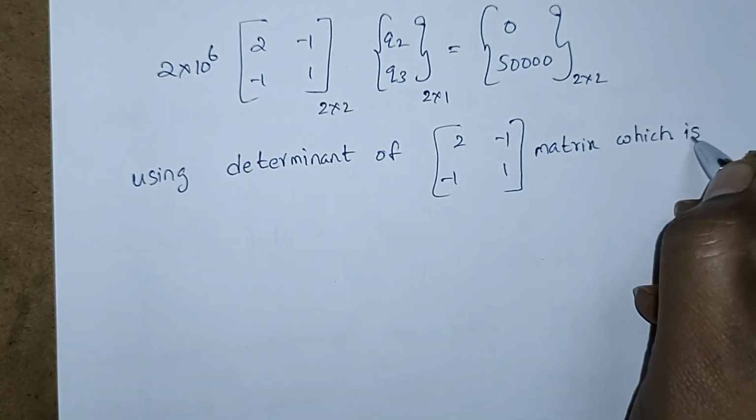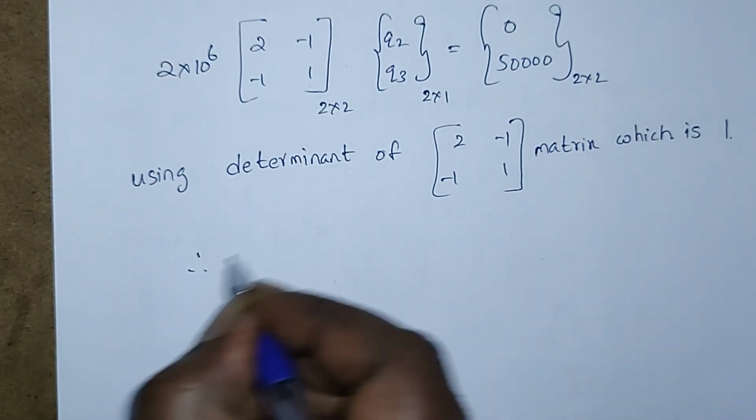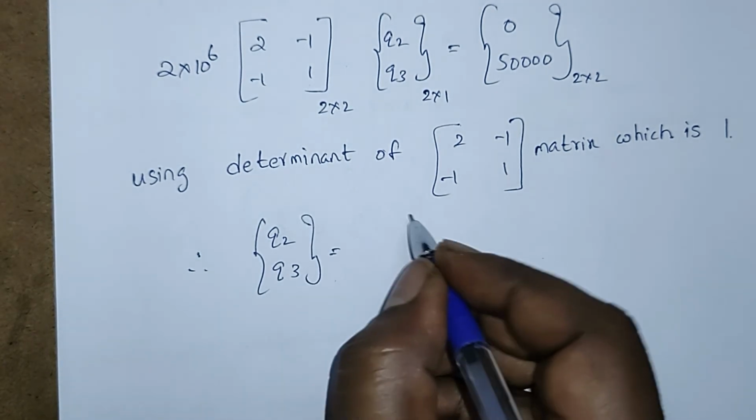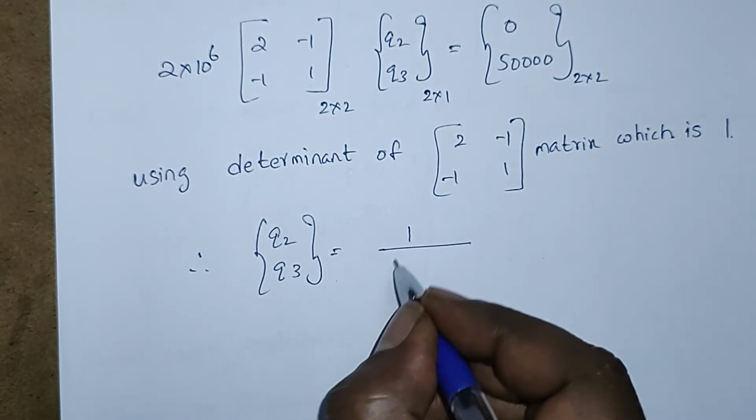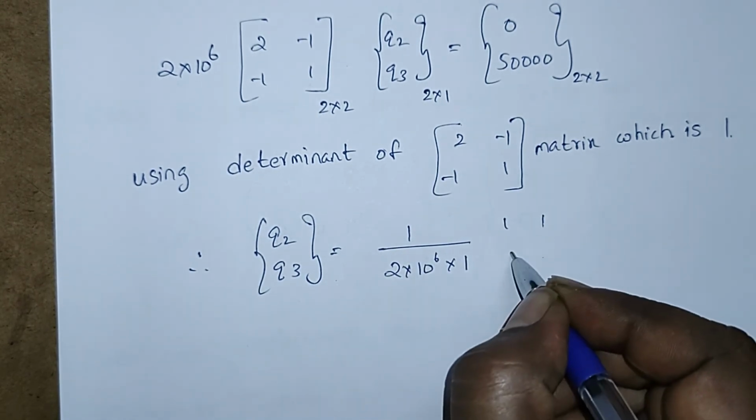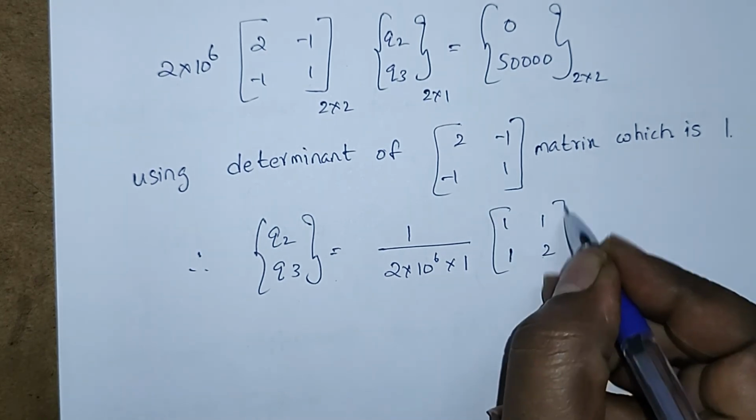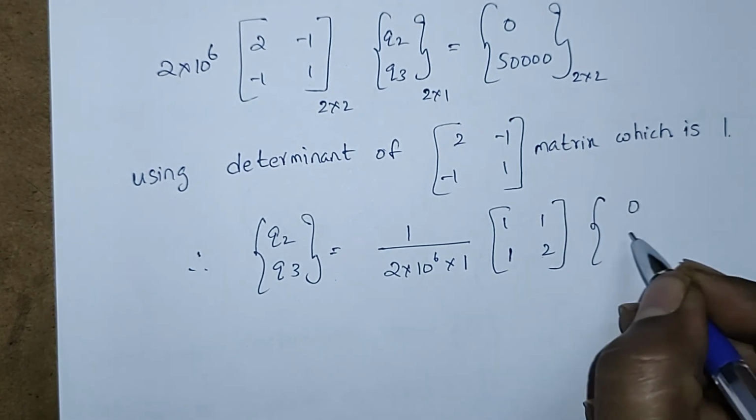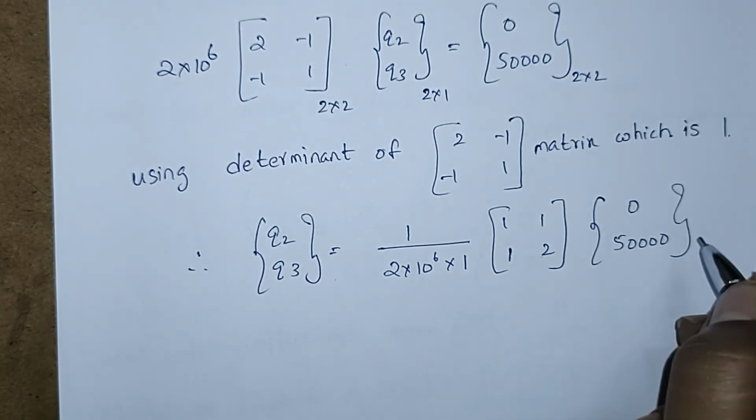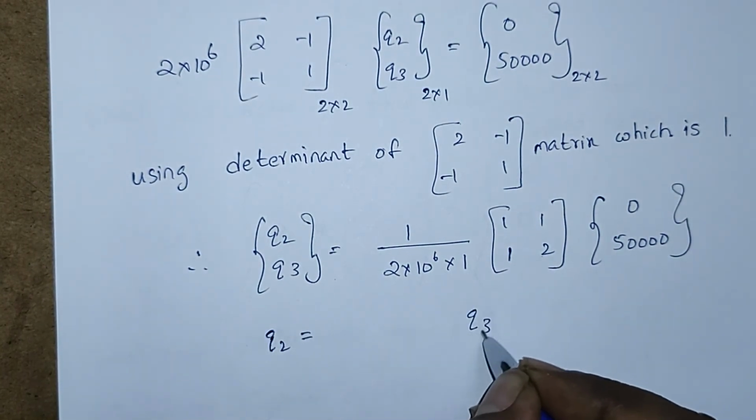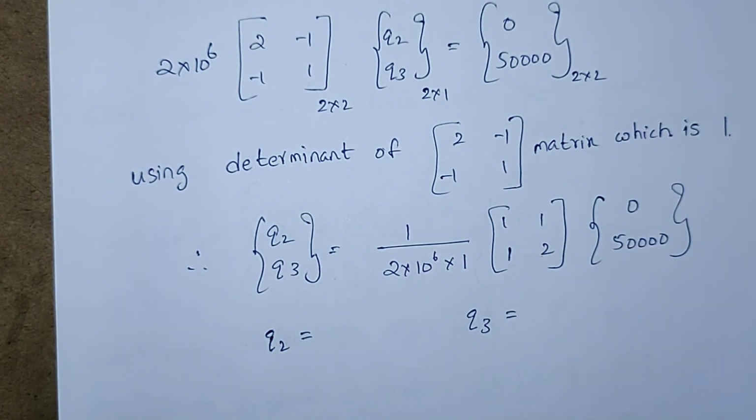which is 1. Okay, so therefore q2 and q3 is equal to 1 by 2 into 10 to the power 6 into the matrix 1 1 1 2, because it is the determinant of the matrix, right, into 0 and 50,000. Okay, now we will get the value of q2 and we will get the value of q3.